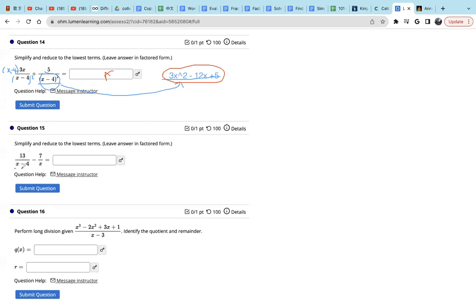Let's see 15. Similarly, we need a common denominator. We multiply the second, so the common denominator is x times x minus 4. The first one we multiply by x over x.